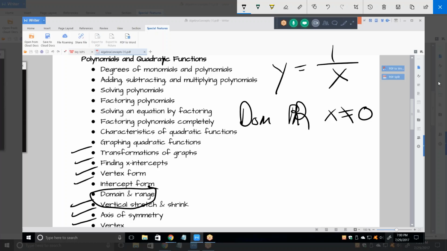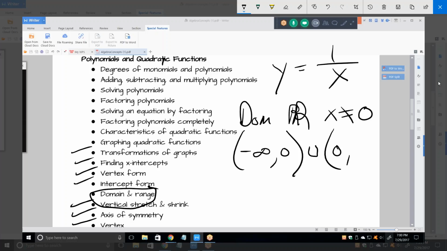Okay? So the domain I could also write as negative infinity up to 0, but you can't be 0, in combination with 0 to positive infinity. In other words, this says the same as that. It's just different notation. This is called interval notation, where I have the union sign there. But notice that it covers all the same numbers. And because I have a parenthesis here, it means I cannot let it be 0.